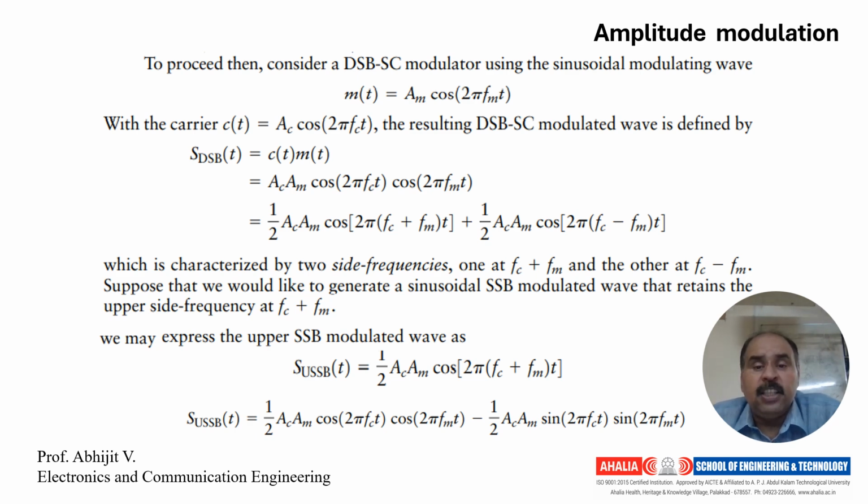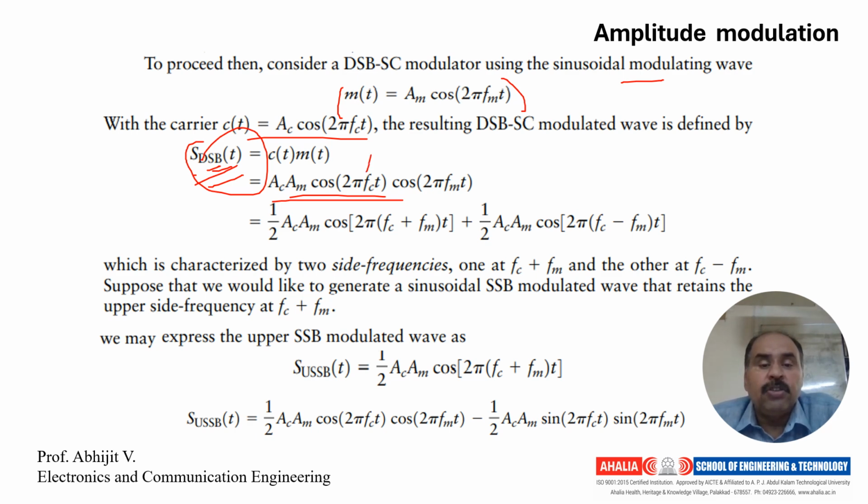Now let us consider a DSB-SC signal modulated using a sinusoidal waveform. Let us consider the message signal m of t, the signal that you are going to modulate, m of t equal to Am cos 2 pi fm t, and the carrier signal c of t equal to Ac cos 2 pi fc t. In that case, the double sideband signal, with both sidebands, is given by c of t into m of t. Multiplying these two, we get Ac Am cos 2 pi fc t cos 2 pi fm t.